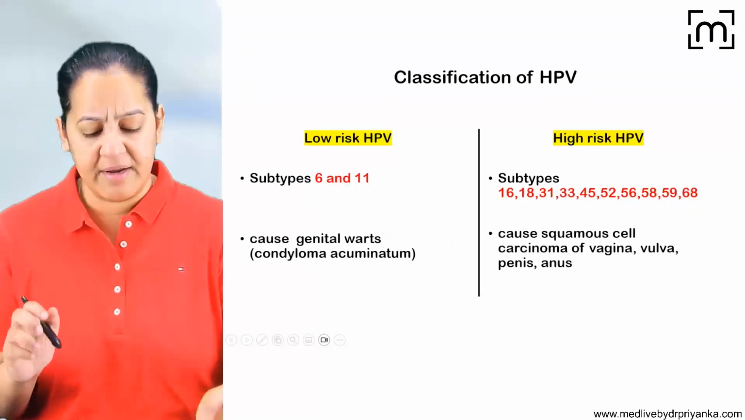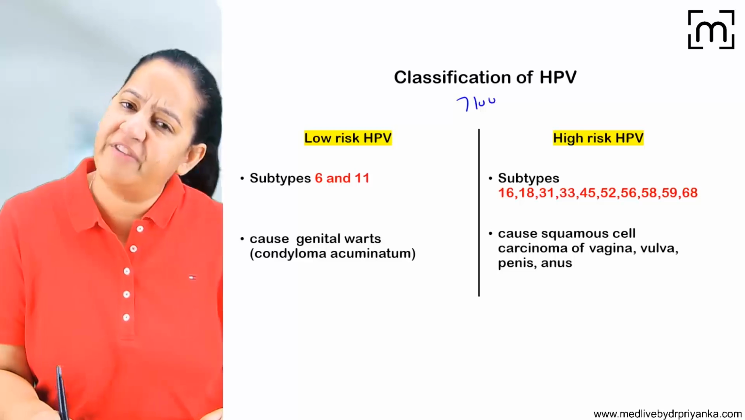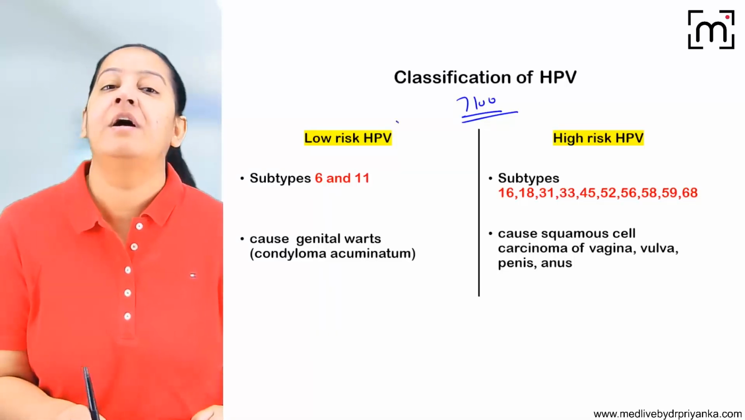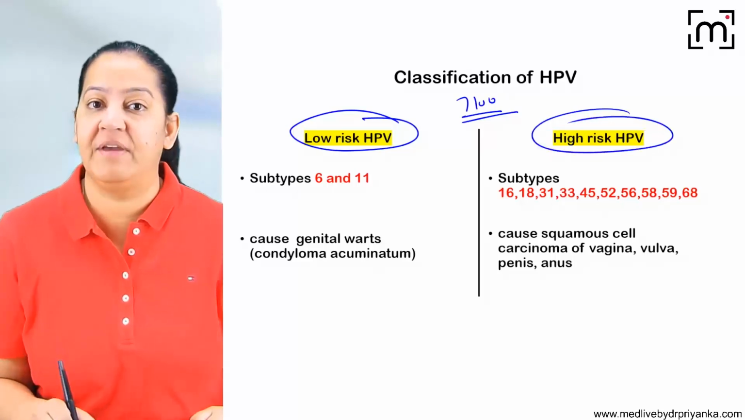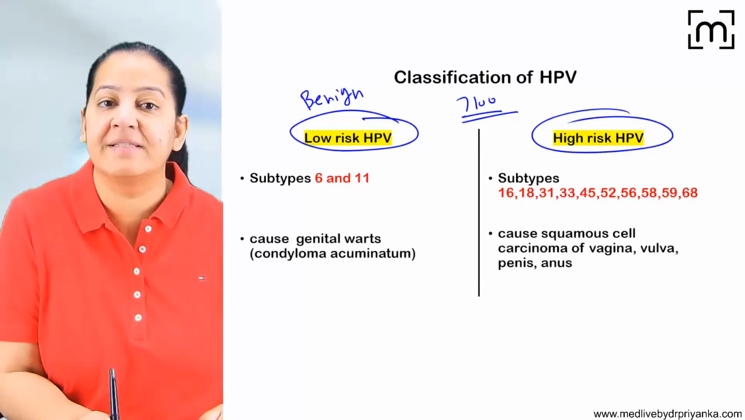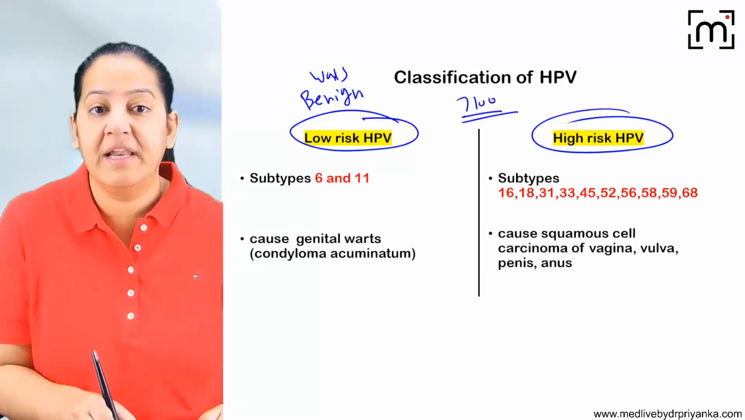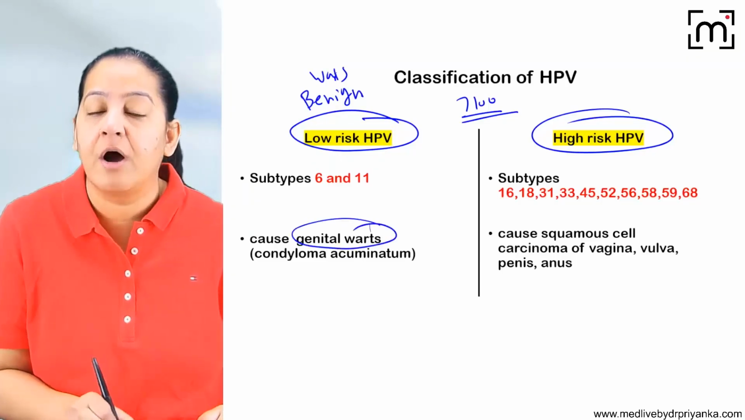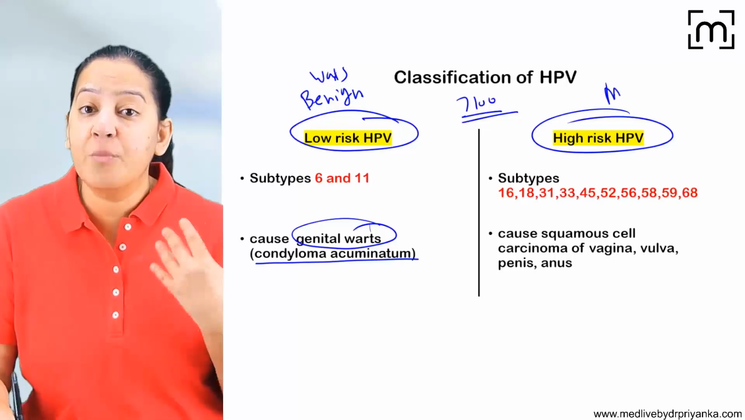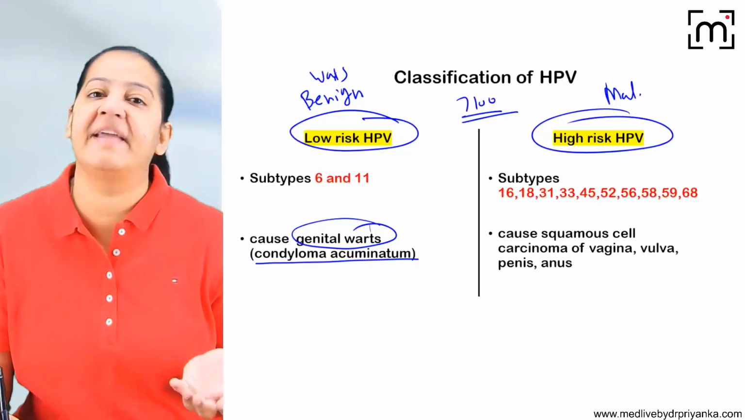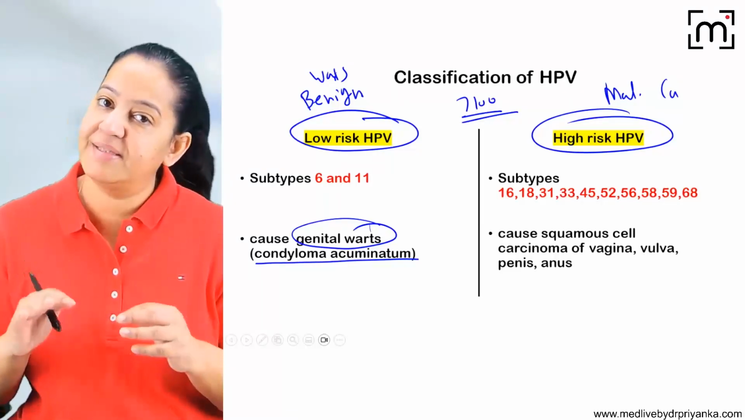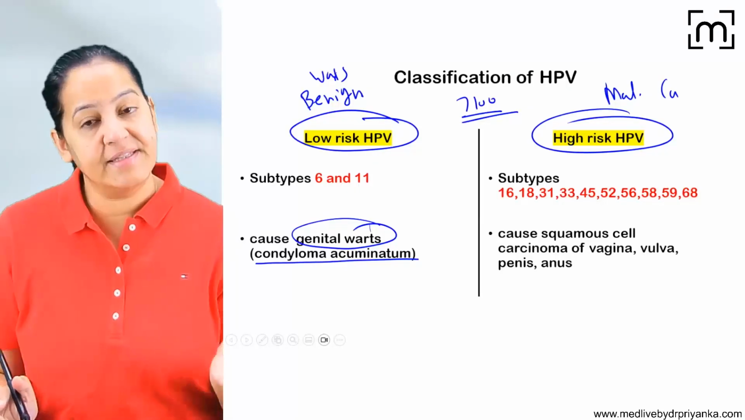Now human papilloma virus is of more than 100 types. There are various types of HPV. We divide them into 2 categories. What are the 2 categories? Low risk HPV and high risk HPV. Low risk HPV leads to benign lesions, which are known as warts. So they lead to benign genital warts, also known as condyloma acuminata. And the high risk HPV leads to malignant cancers in the genitals. So in females, they lead to cervix cancer. In males, they lead to penis cancer. So that is the high risk.